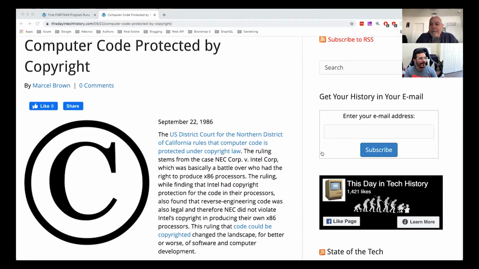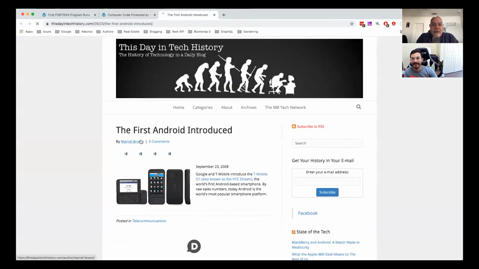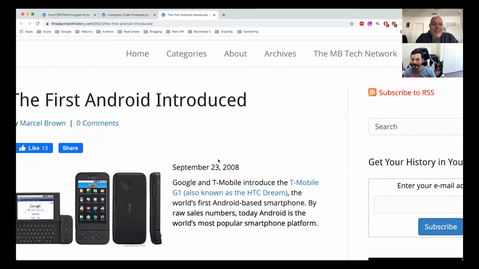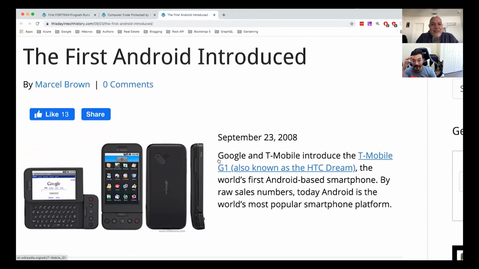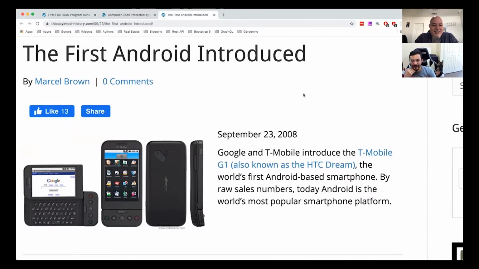Cool. Next up, we have September 23rd, the first Android introduced. The first Android. Wow. Google and T-Mobile introduced the T-Mobile G1. I remember this. Wow. Remember when flip phones were cool? I mean, I think they're still cool. Like the Razr. The Razr was the coolest phone, I think. But yeah, I remember the G1, also known as the HTC Dream.